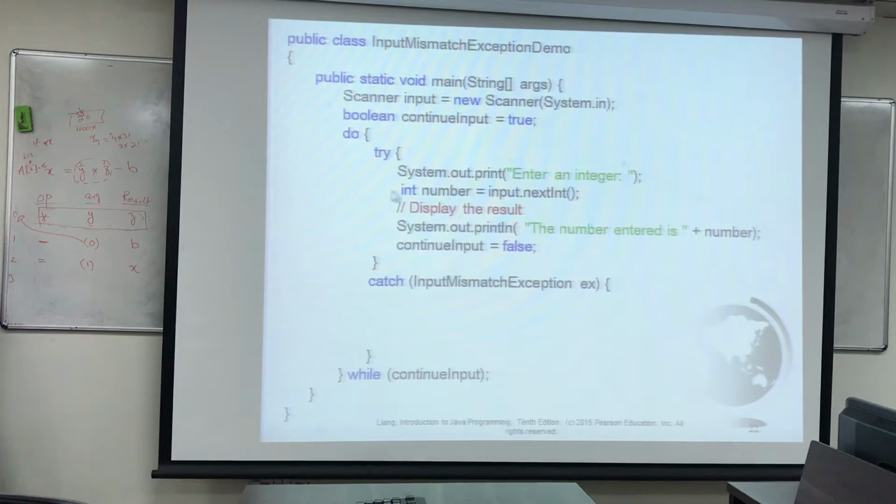So it will go here. If someone enters wrong data, instead of an integer, someone enters a double or something else, it will go directly from here to the catch. It will not execute these lines of code. And then whatever you have written here, it will execute. So that's what we do with try and catch.